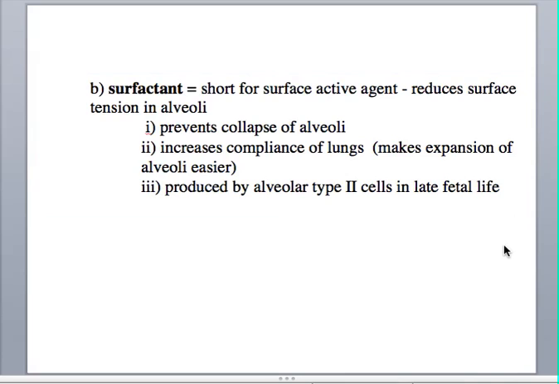So when babies are born prematurely, sometimes they've not yet produced enough surfactant. They're not able then to breathe well, and this is called respiratory distress syndrome of the newborn. There's not enough surfactant, and they have to be given surfactant artificially into their lung area in order for them to be able to breathe and to be able to expand their lungs so that they can open their lungs to receive oxygen.